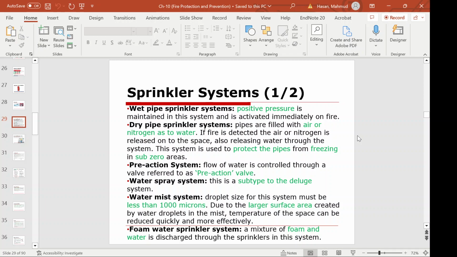So water mist system: droplet size for this system must be less than 100 micron, due to the larger surface area created by water droplets in the mist. Temperature of the space can be reduced quickly and more effectively. Foam water sprinkler system: a mixture of foam and water is discharged through the sprinklers in the system.